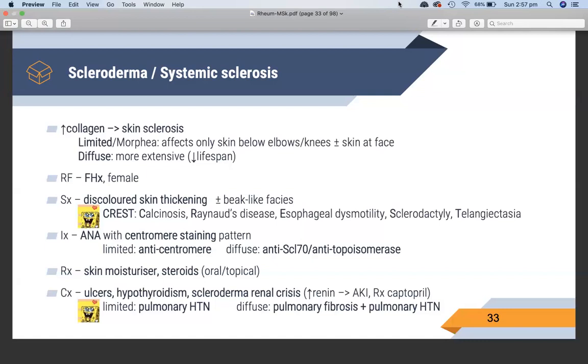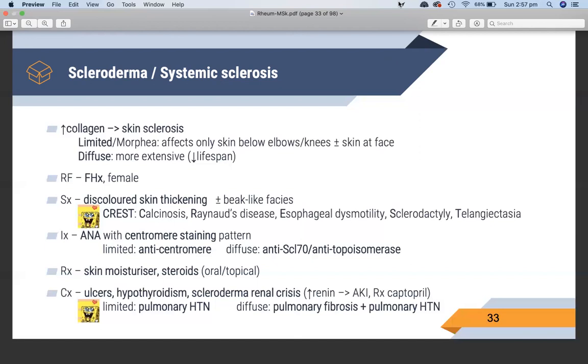On investigation, we're looking for ANA with a centromere staining pattern. For the limited type, it's usually anti-centromere. For the diffuse, it's one of these two. And how we treat it, it's just skin stuff and steroids. There's not too much we can do about it. Complications, so you can get ulcers, hypothyroidism. You can get renal problems where your renin goes through the roof, and you can treat this with captopril. You don't really need to know that.